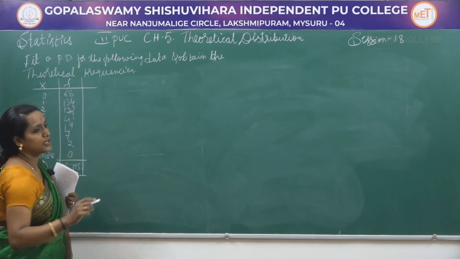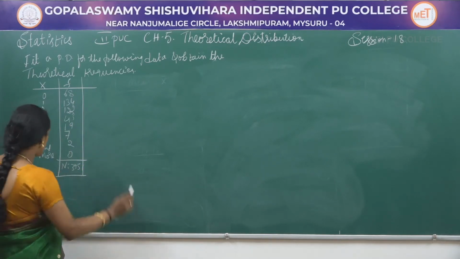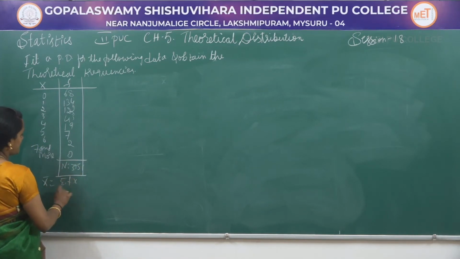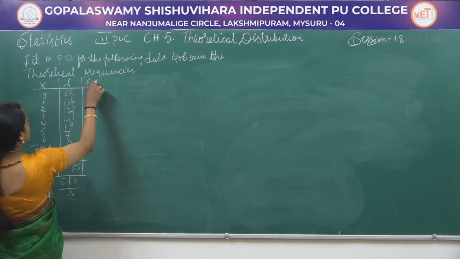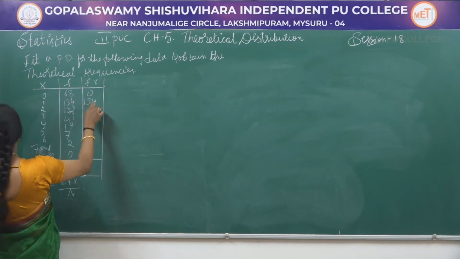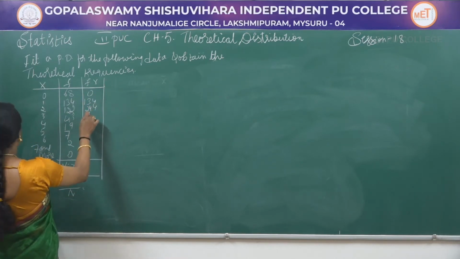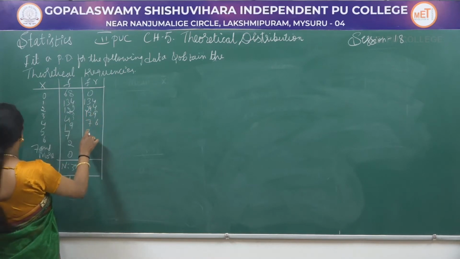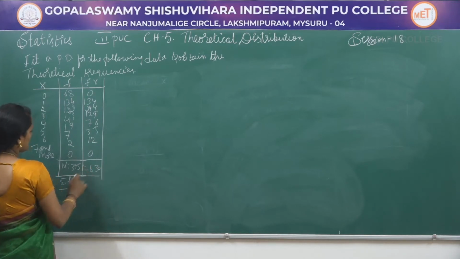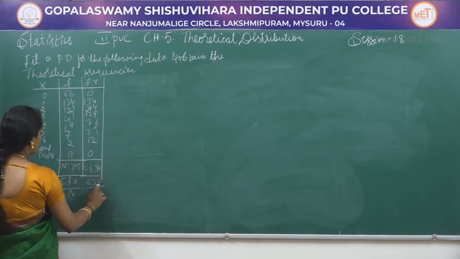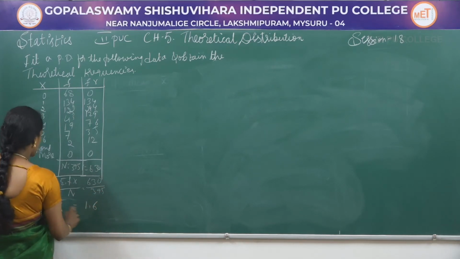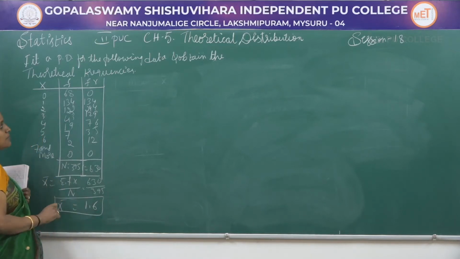And next, the first step is we have to find x bar, that is summation of fx divided by n. To find that, we have to find the fx values and their total. It is 0, 134, 244, 129, 76, 35, 12, 0, and this total is 630. To find x bar, it is 630 divided by 395. So, x bar is equal to 1.6.